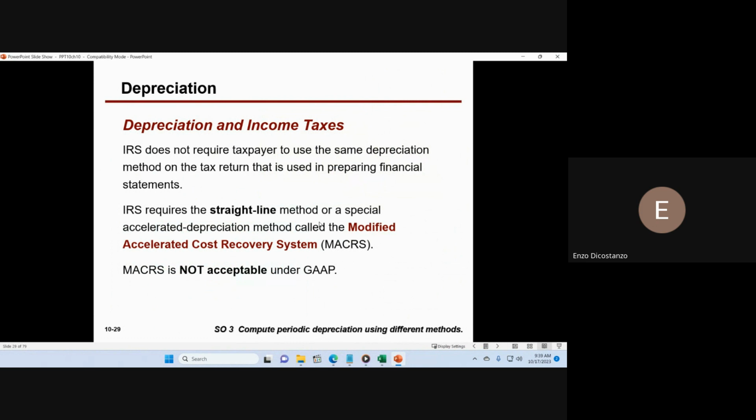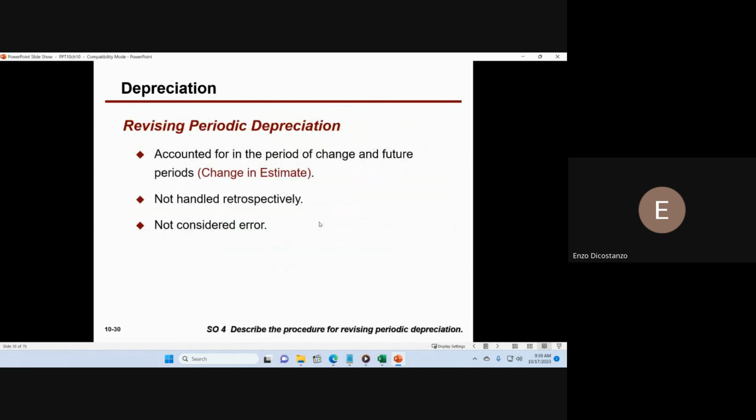There's modified accelerated cost recovery. This is not acceptable under GAAP, so this might be used in Europe or something. But again, the IRS, the SEC, they have their own requirements.